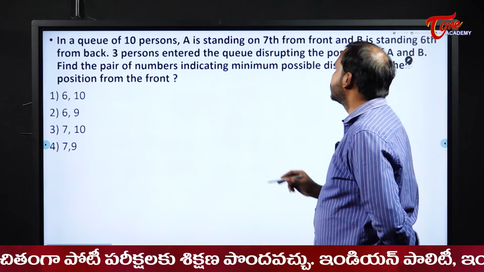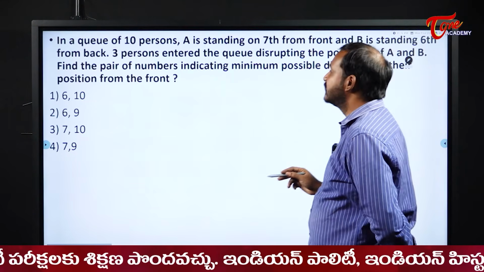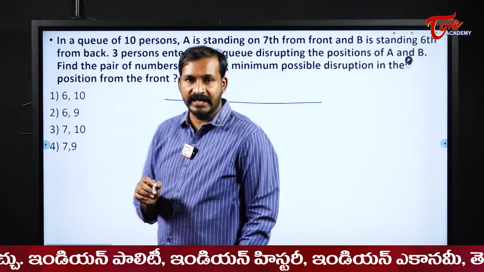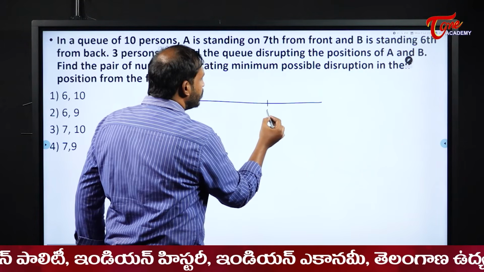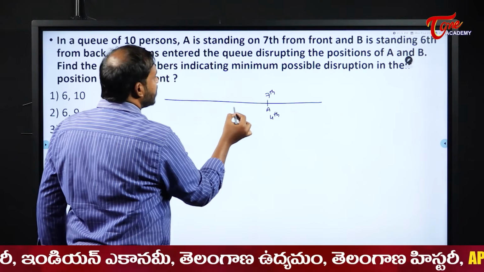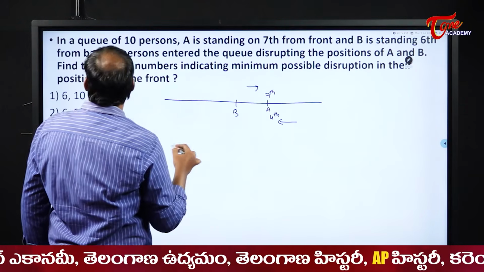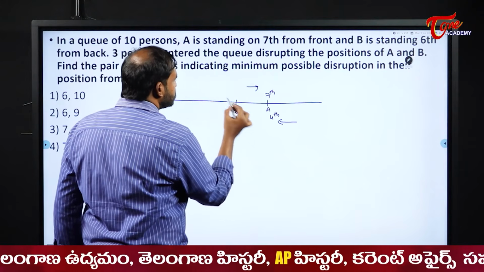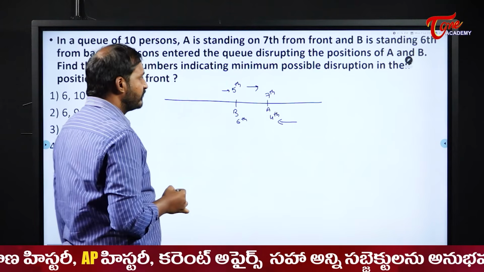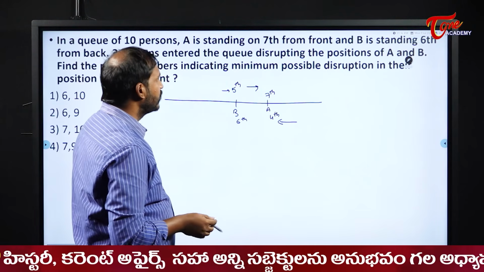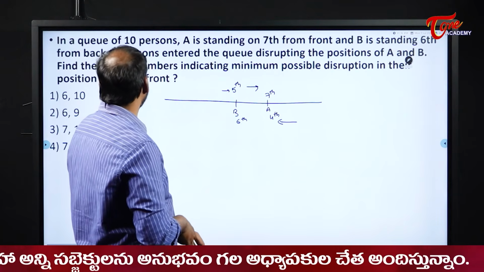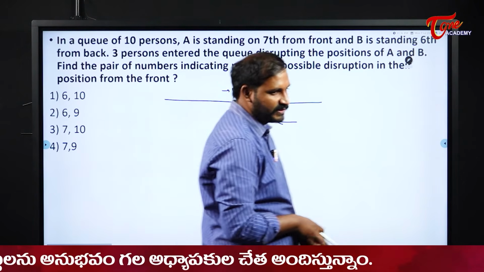In a queue of 10 persons, A is standing 7th from front, B is standing 6th from back. In 10 persons, A is standing 7th from front means A will go here. From the back, he will be 4th. And B is standing 6th from back, means he will be 5th from front. Right? Okay. 3 persons entered the queue disrupting the positions of A and B. Find the pair of numbers that indicate minimum possible disruption.